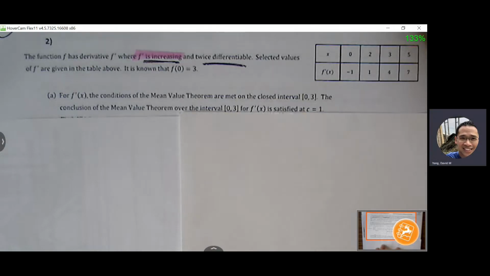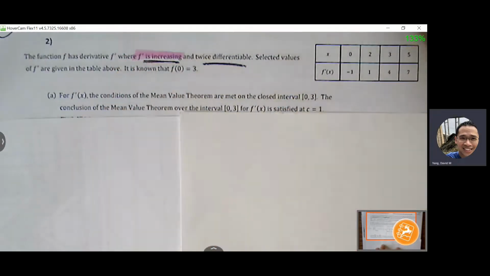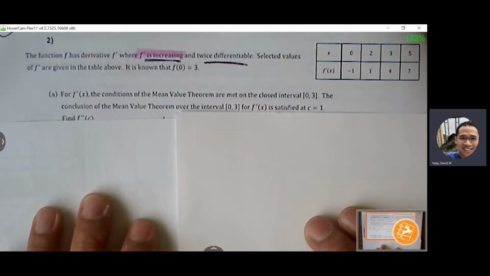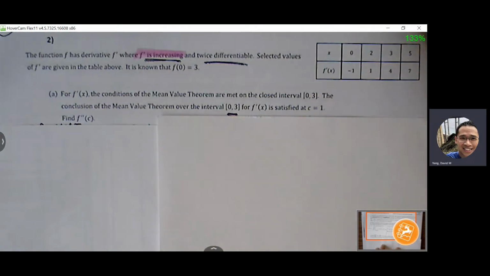Selected values of f prime are given in the table. It is known that f of 0 equals 3. Okay, for part A, for f prime, the conditions for mean value theorem are met on the closed interval from 0 to 3, so they're telling us that mean value theorem applies. The conclusion of mean value theorem over the interval from 0 to 3 for f prime is satisfied at c equals 1. So they're telling us that if we go through mean value theorem, we can guarantee whatever slope we're looking for, and it's going to occur exactly at 1.